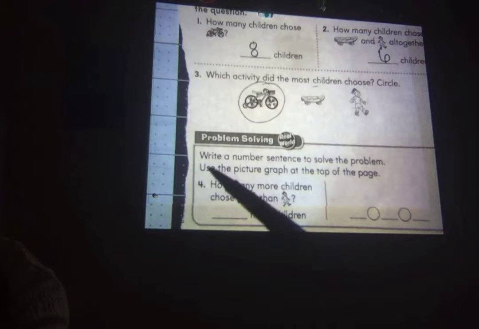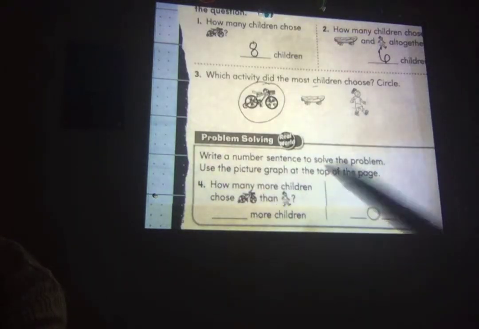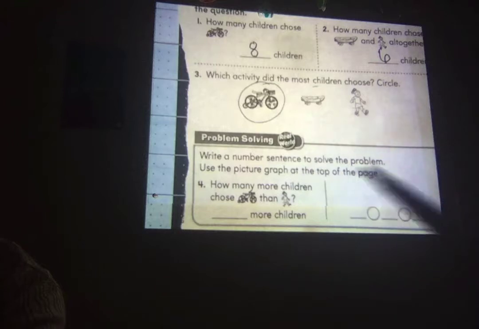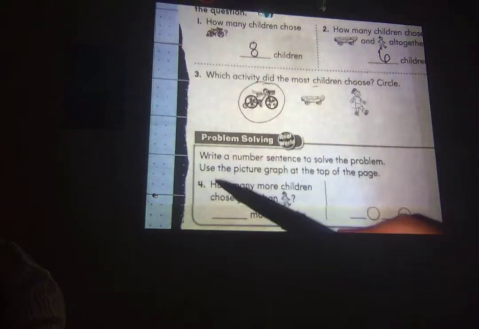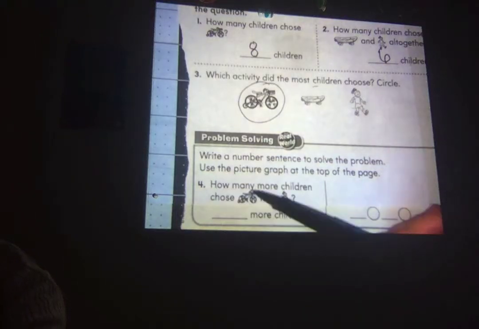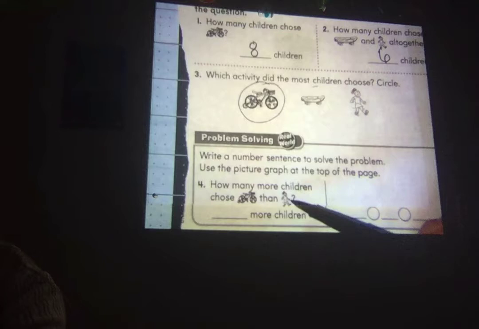So, it says, write a number sentence to solve the problem. Use the picture graph at the top of the page. How many more children chose bikes or biking than running? How many more children chose biking than running?